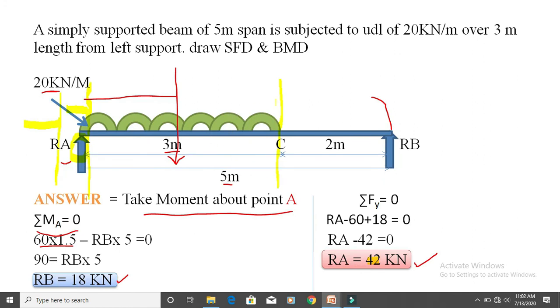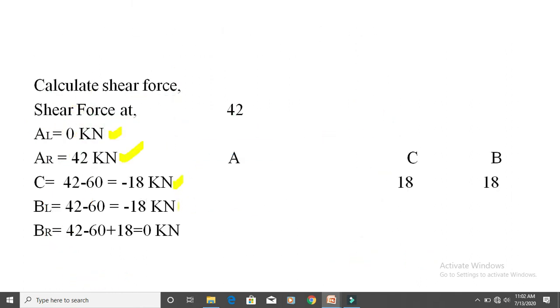This line is drawn left of the B. You can draw here or here, anywhere up to the C, and consider the same line, because this is the left of the B. Now you see left of the line there are the same forces, RA and UDL, so the same answer comes, minus 18 kilonewton. And last is B right: plus 42 minus 60 plus 18 is equal to 0 kilonewton.